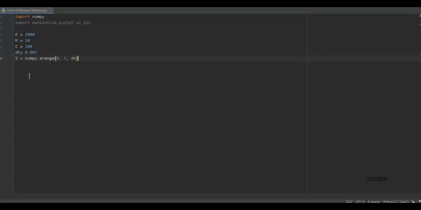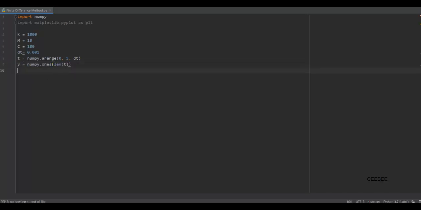So what you want to do is set t equals numpy arange 0 to 5 at the interval of dt, 0.01. Once you define a time array, you want to define your y function array. Say numpy dot ones the length of t. The length of t is basically 0 to 5 divided by 0.01. So that's 5,000. So the array length will be 5,000.